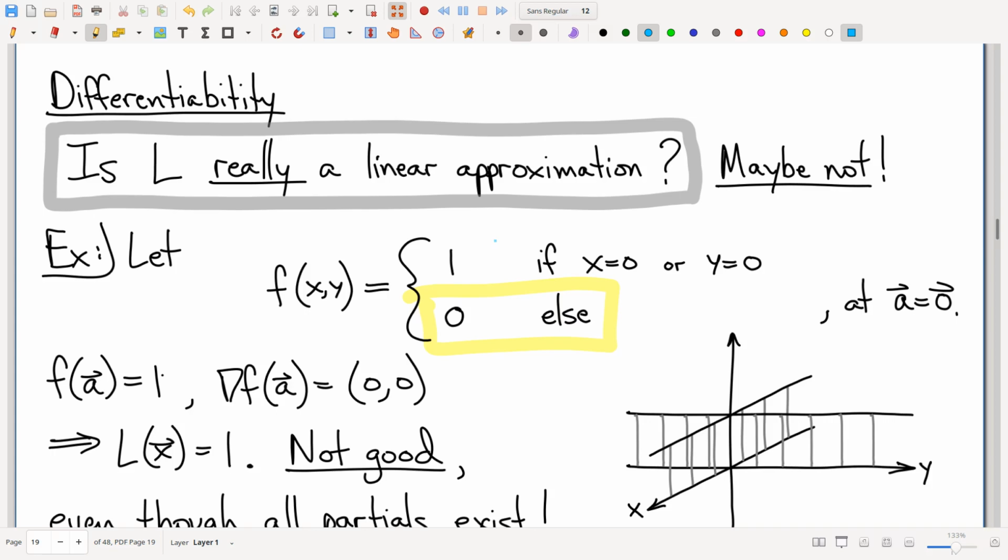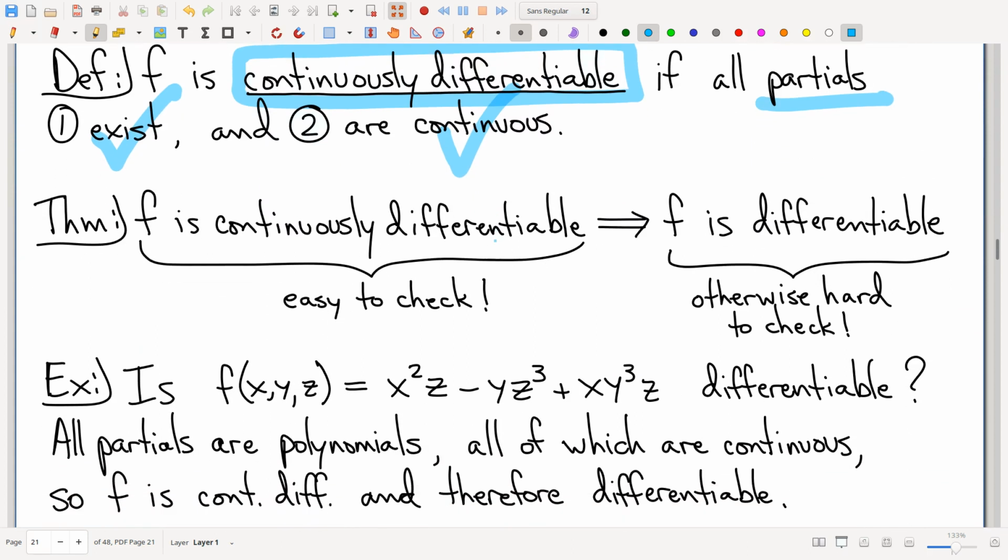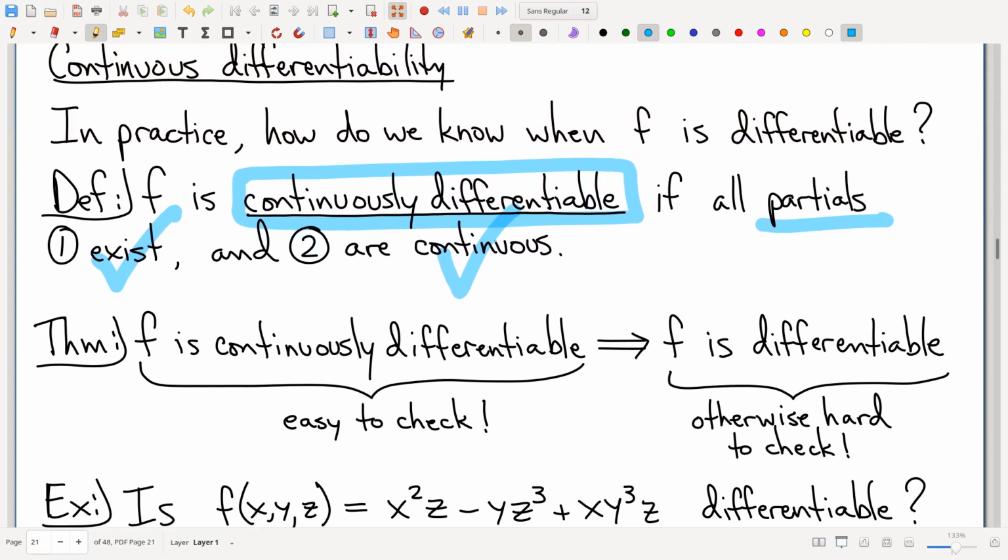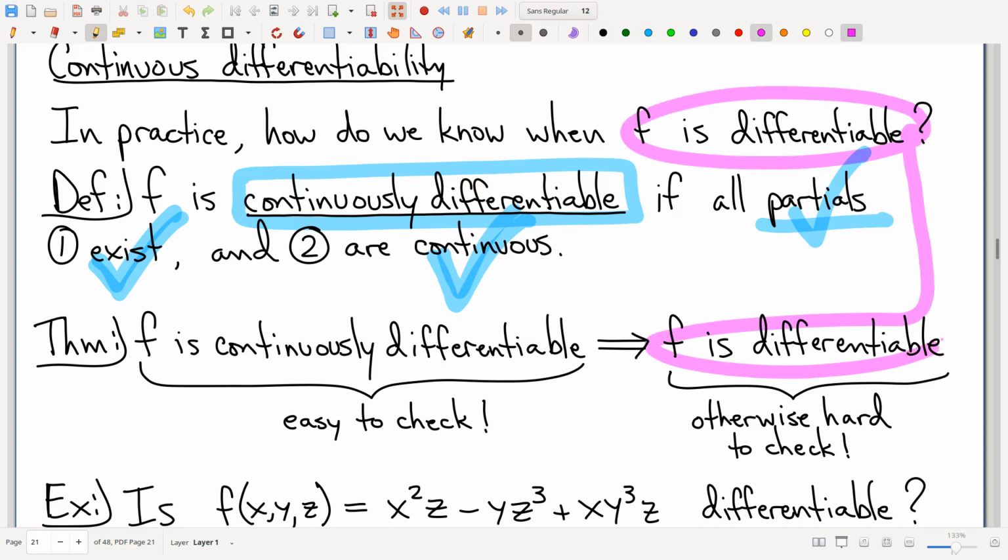Okay. So back to continuous differentiability. So here we have a definition of continuously differentiable. You take partial derivatives, you confirm they exist, you confirm they're continuous. All that's easy. How does this help us decide if a function is differentiable? Well, big theorem here. The big theorem is that if a function is continuously differentiable, then it is also differentiable.